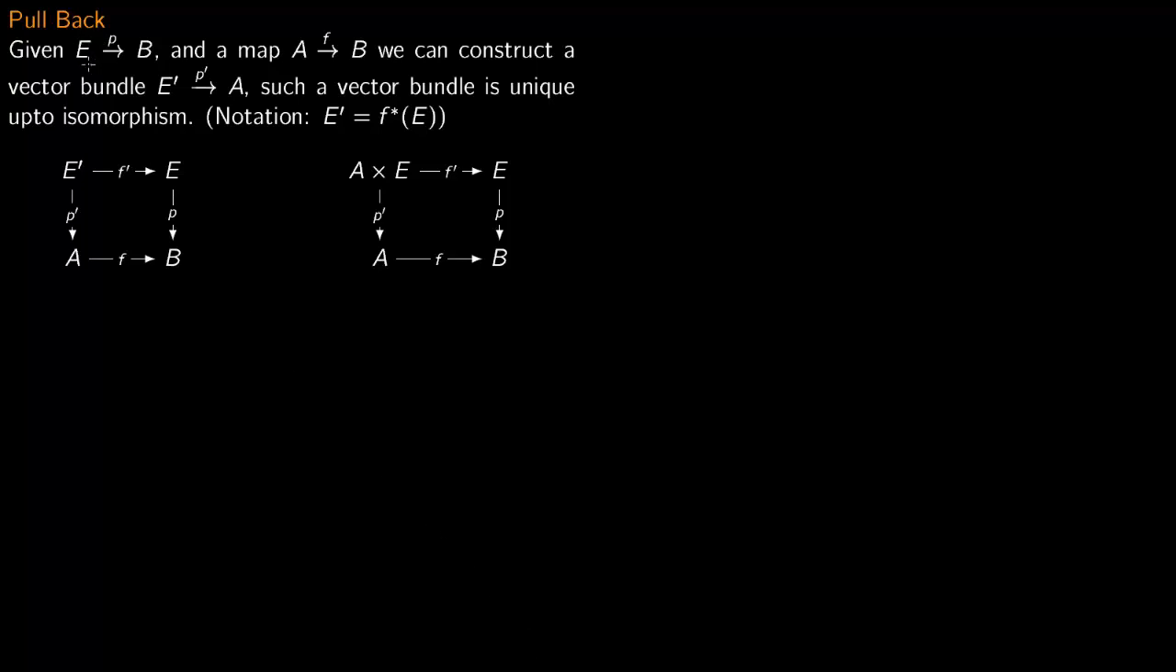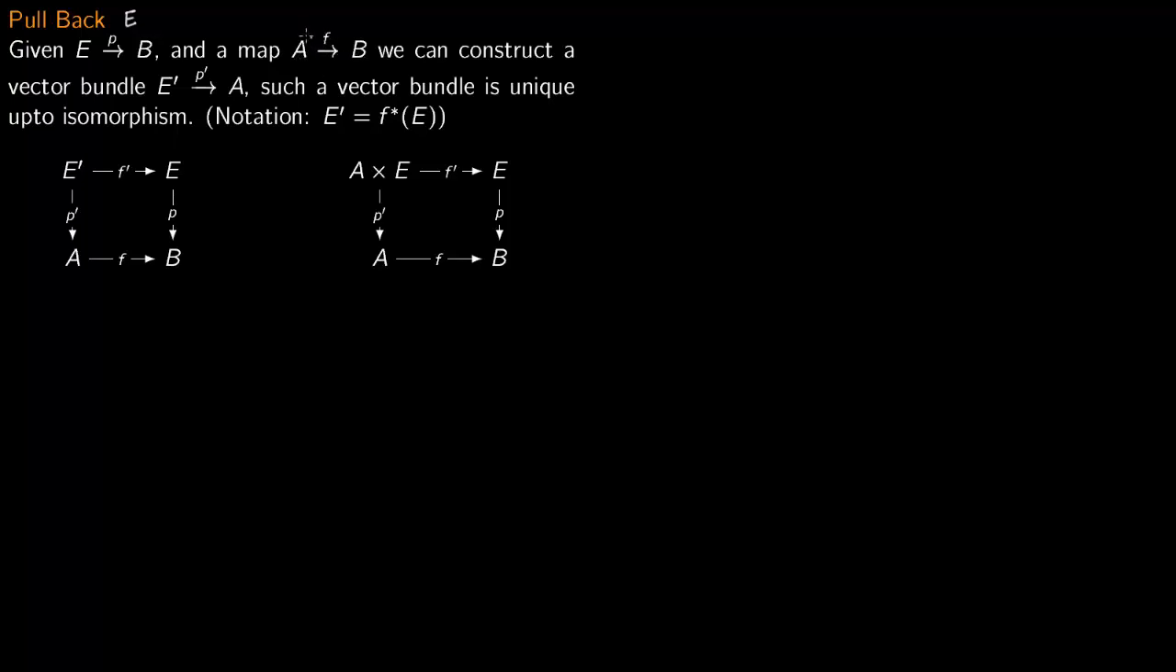So suppose you are given a vector bundle like this. A vector bundle has three things: the total space, the projection map, and the base space. By abuse of notation, we will call this vector bundle E. And then you are also given a map from A to B.